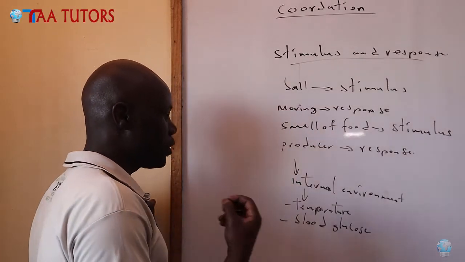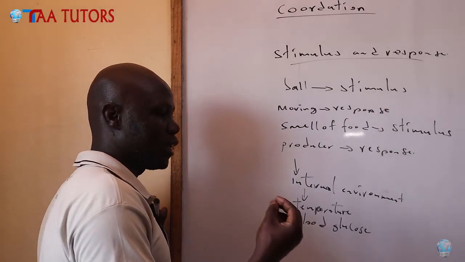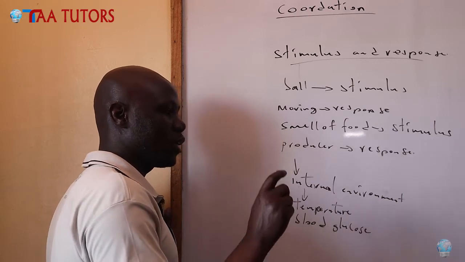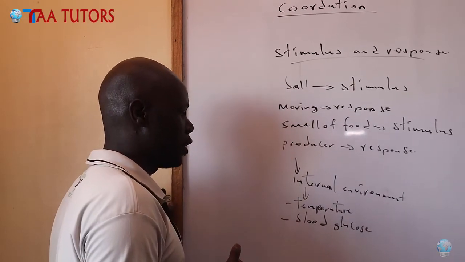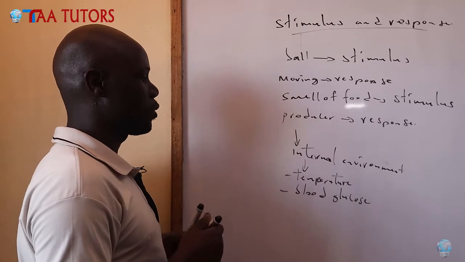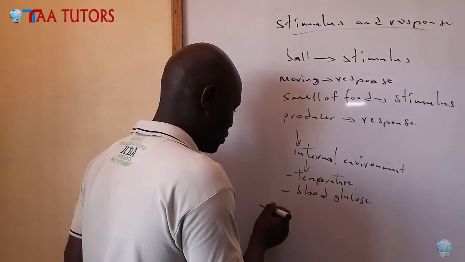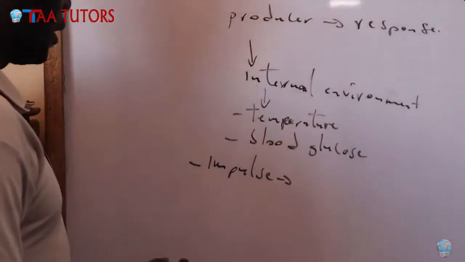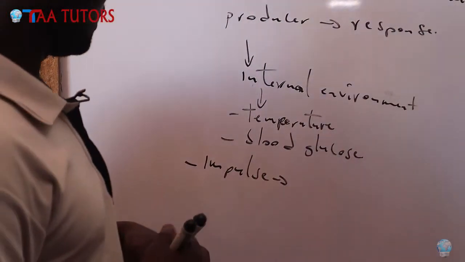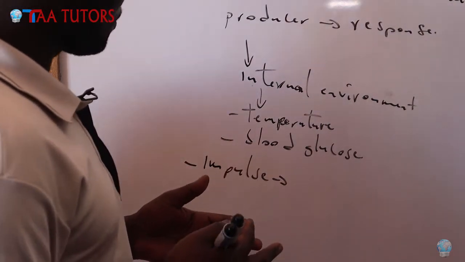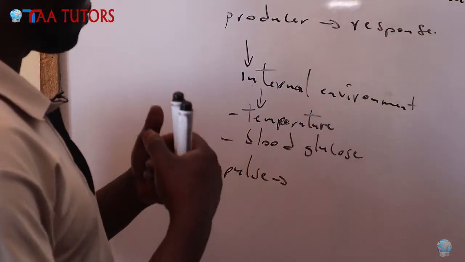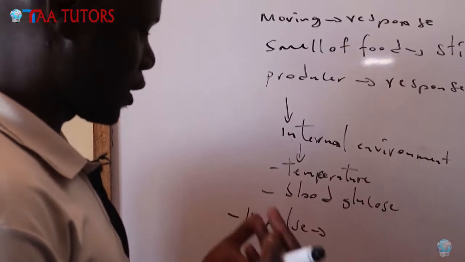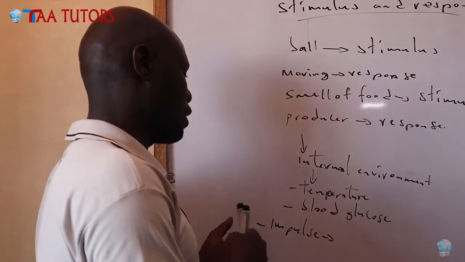Now, when I'm responding to a situation, there must be information that is moving in me. Now, this information is like a small electrical wave that is moving in me. Therefore, that electric wave, we are going to refer to it as an impulse. So impulse here, we can refer to it as the movement of the information from one point to another. So this information is moving as an electric wave, or what's called electrical impulses.